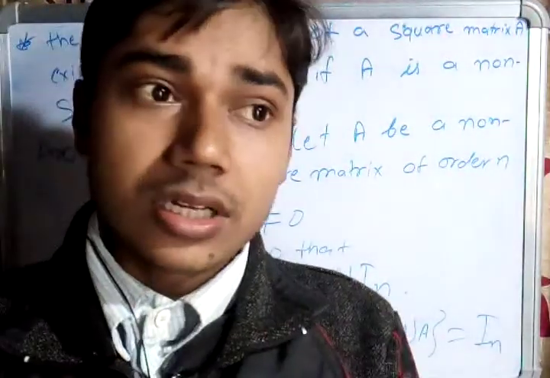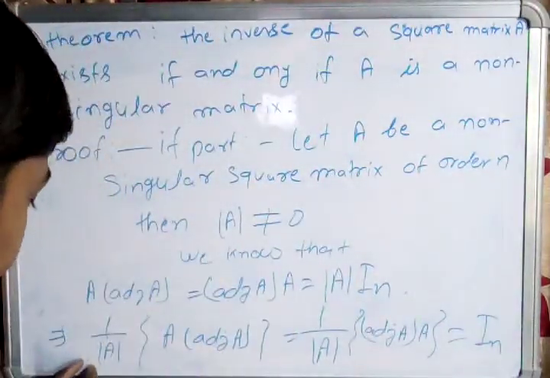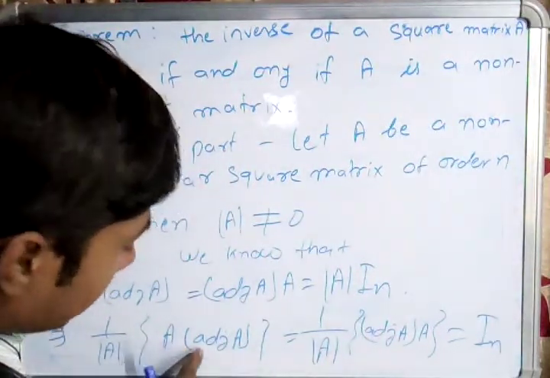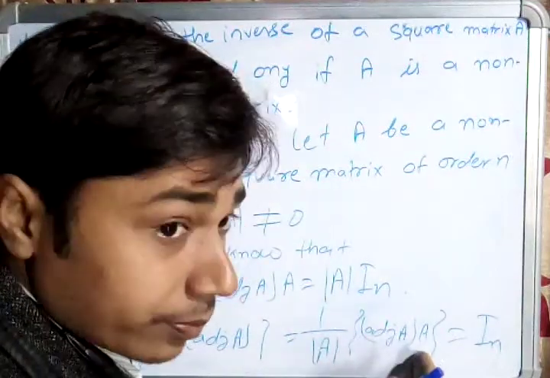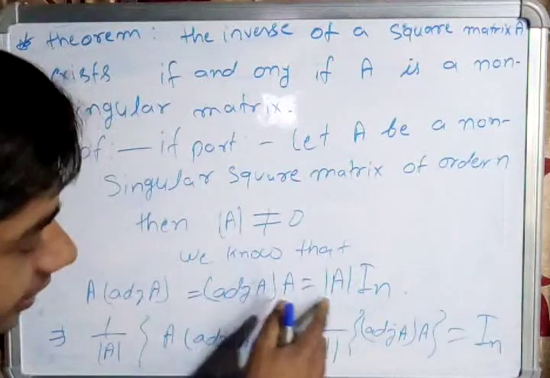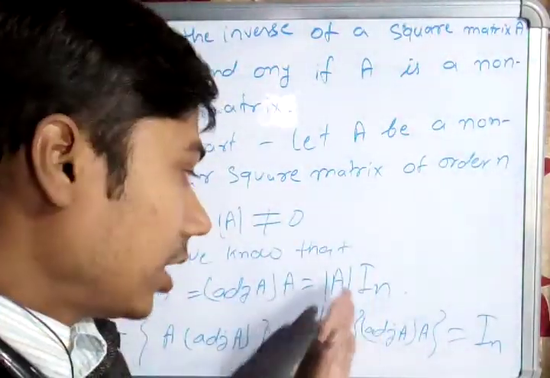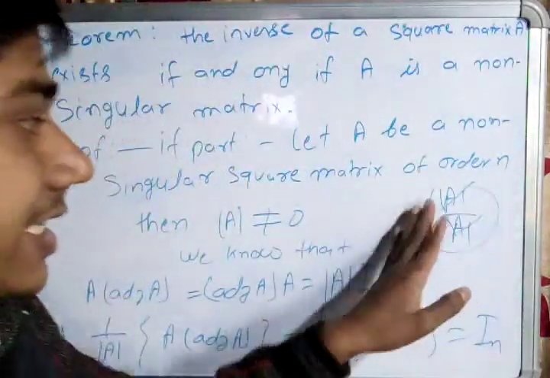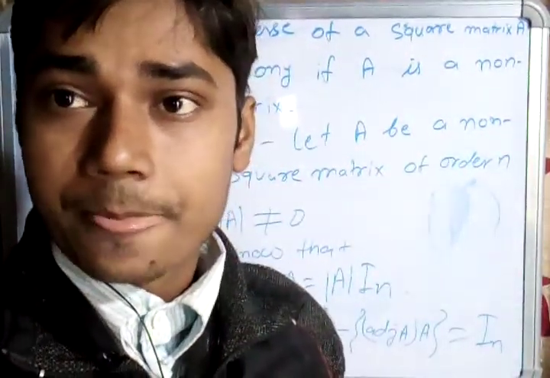Then we multiply by one over determinant of A. So A times adjoint of A over determinant of A is equal to determinant of A over determinant of A times the identity. The determinant of A over determinant of A cancels, and this term is neglected.